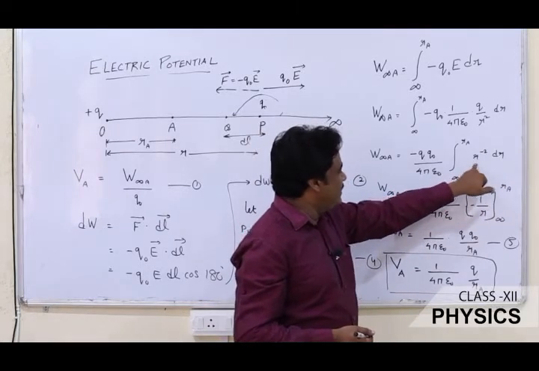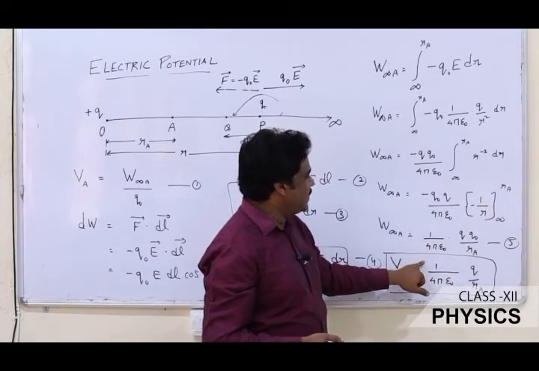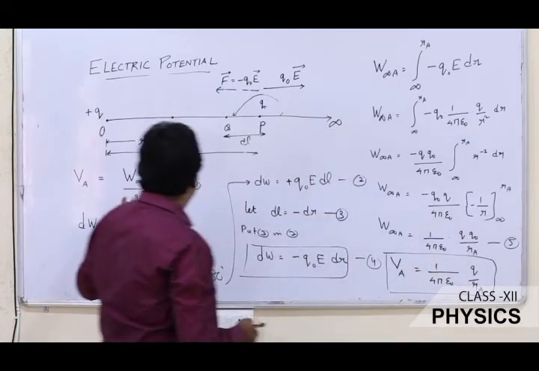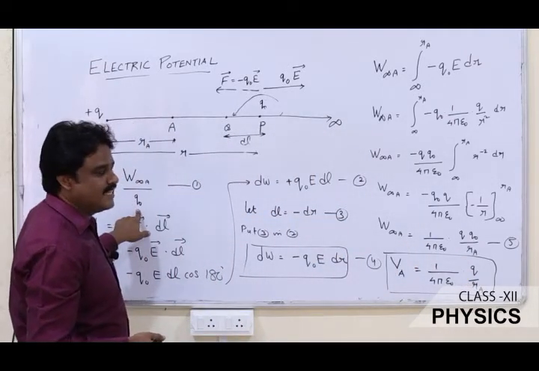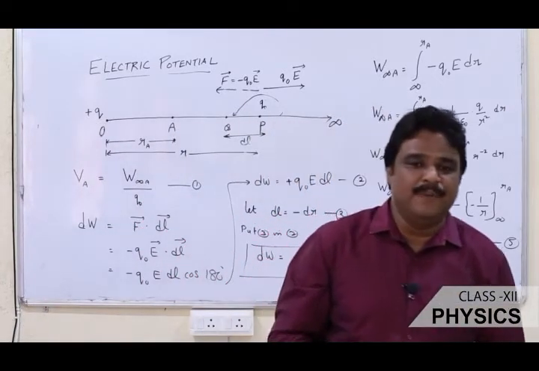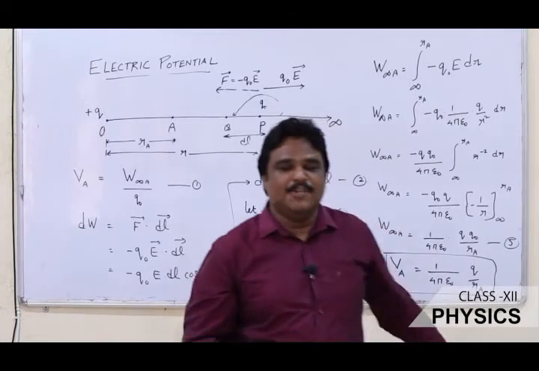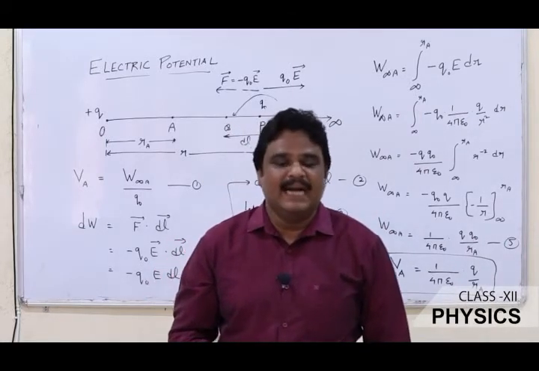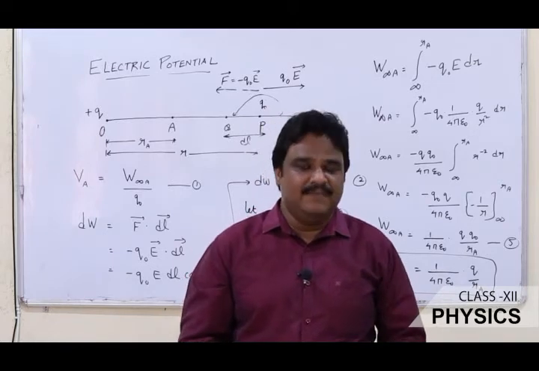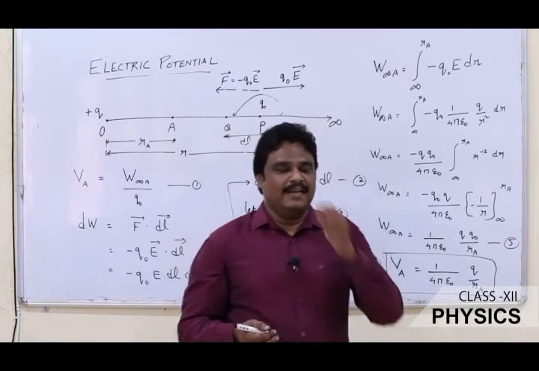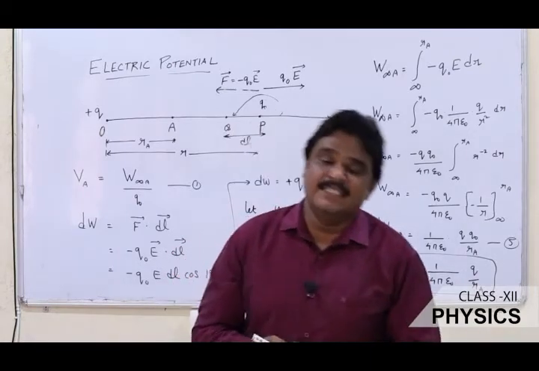When I evaluate it, I am going to get 1 by 4 pi epsilon naught Q naught by RA. Put this equation in the first equation, Q naught gets cancelled, and I am going to get VA is 1 by 4 pi epsilon naught Q by RA. In general, drop the suffix, ultimately V is equal to K Q by R. This means V is inversely proportional to R. Here also the potential around a point charge is spherically symmetric.